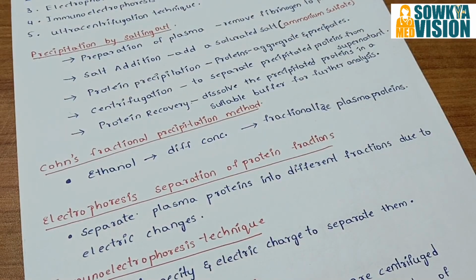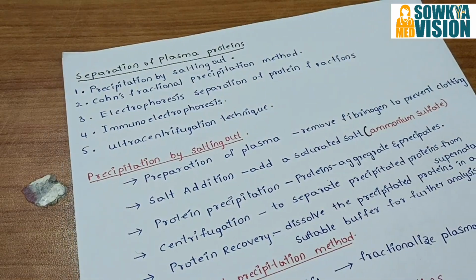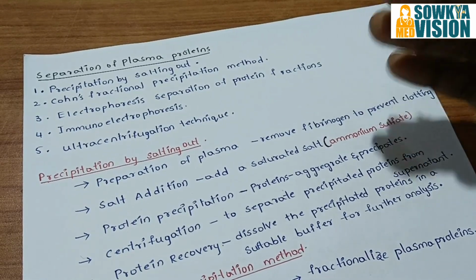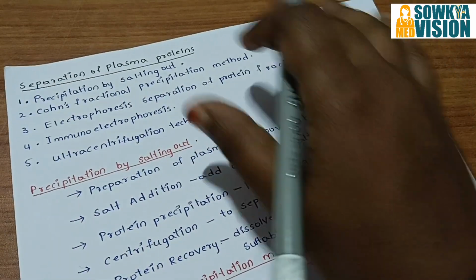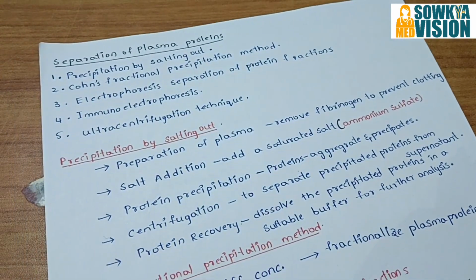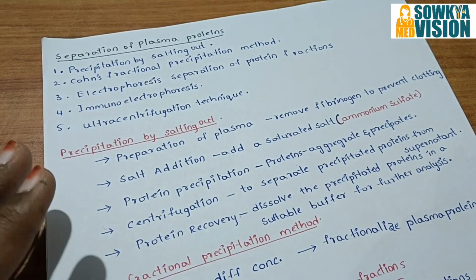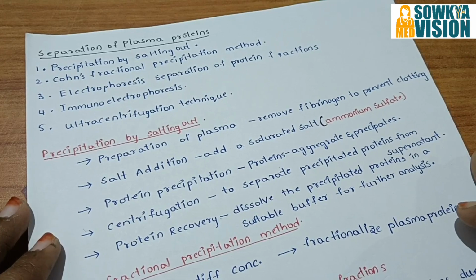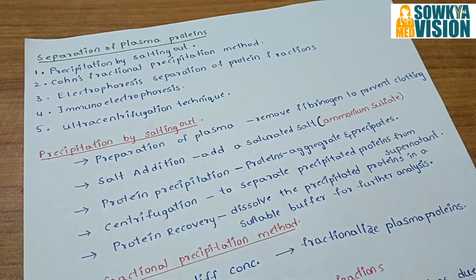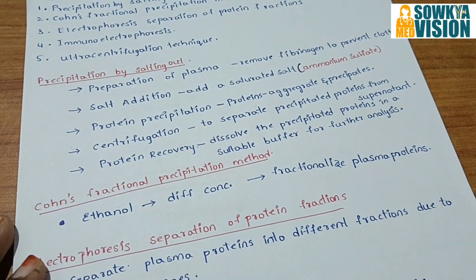Now, how are plasma proteins separated from each other? How are they analyzed? Let's see the different processes. There are different processes for the separation of plasma proteins: precipitation by salting out method, Cohn's fractional precipitation method, electrophoresis separation of protein fractions, immunoelectrophoresis, and ultracentrifugation technique. These are the main processes used for the separation of plasma proteins. Now let's see each process in detail.